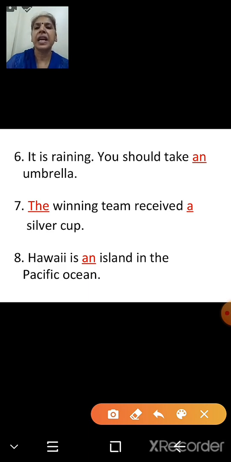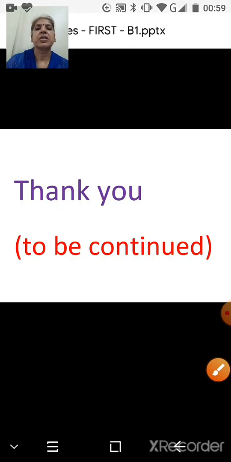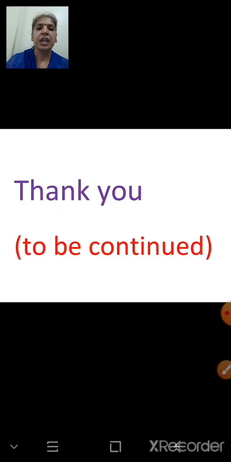We are using A with the words before consonant or consonant sound. An is used before vowel, vowel sound. And the is used for specific or particular person, thing and all. And we have seen where the is used, the is not used. The is used with singular and plural both. But A and an are used only for singular. So here we will conclude our session and we will continue with the next activity in the next session.